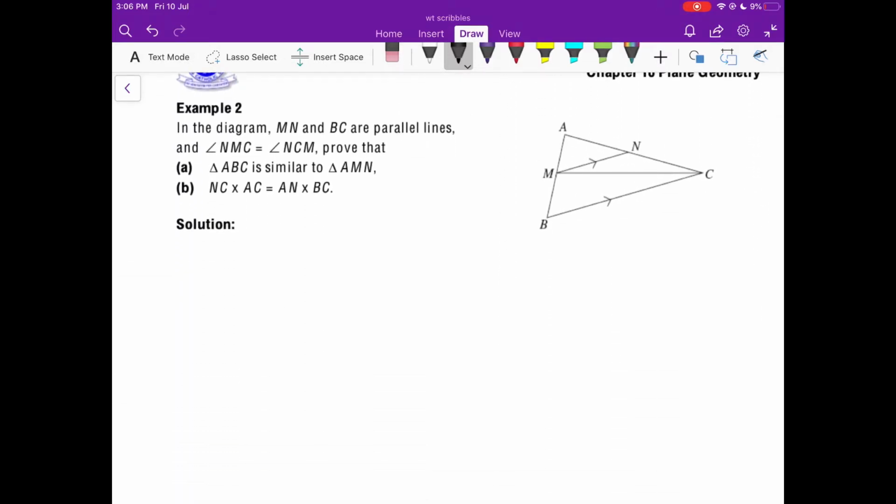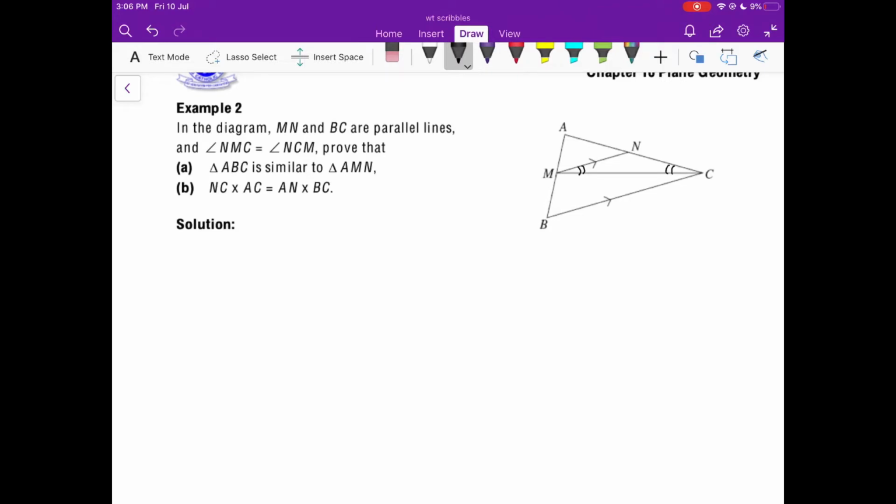Example 2. In this question, we talk about the line MN being parallel to the line BC. Angle NMC is equal to angle NCM. So angle NMC is equal to angle NCM.